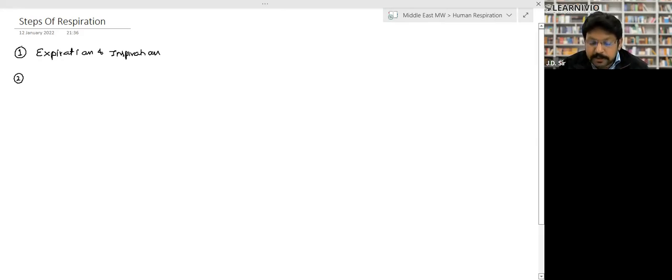So what is respiration? Taking air inside and removing air outside is called only breathing. This is not respiration. Burning of food is called respiration. We have studied that already. So the first step is breathing, expiration and inspiration. During the process of respiration, first breathing takes place. Then second, diffusion of O2 and CO2.